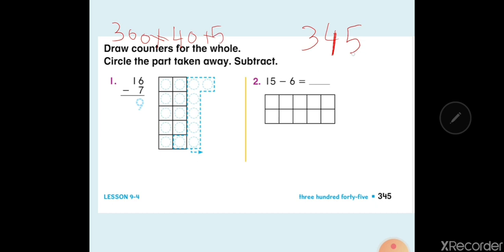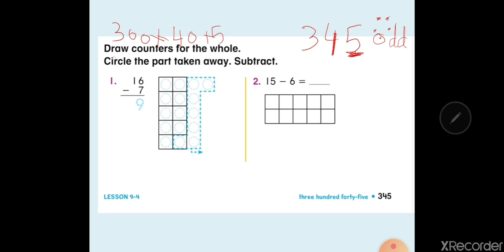Okay, can I ask you a question? Is this an odd or even number? Remember, I have 5 in the ones. If I draw it, it will be what? There is 1 left alone. I will call it odd, right? So it's an odd number. Now, back to our lesson.